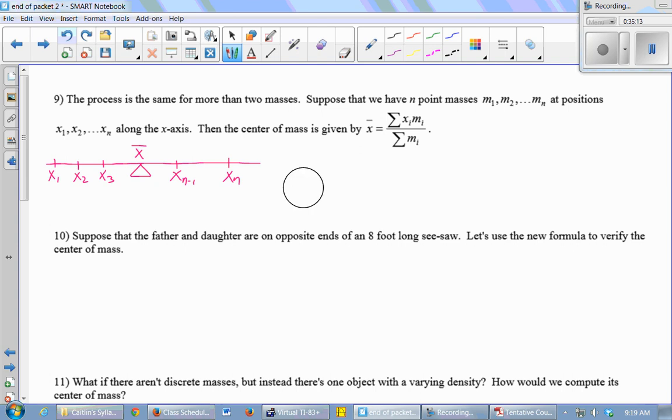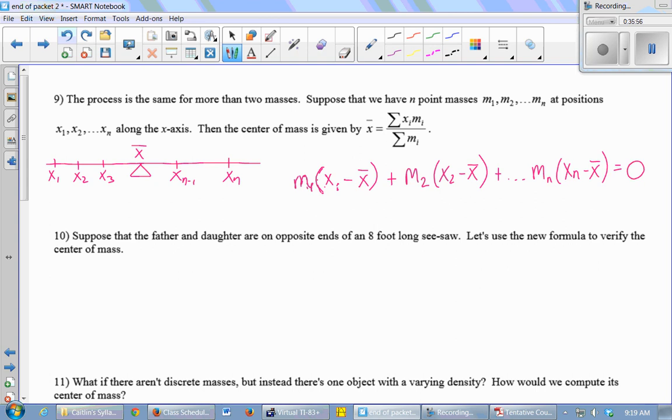So my moment for x1 would be its mass m1 times its displacement from the pivot, which would be x1 minus x bar. And then I would do the same thing for the next mass, the next point. I would have m2 times x2 minus x bar plus blah, blah, blah. And I would do this for every point on my seesaw. mn times xn minus x bar, and this all has to add up to 0.